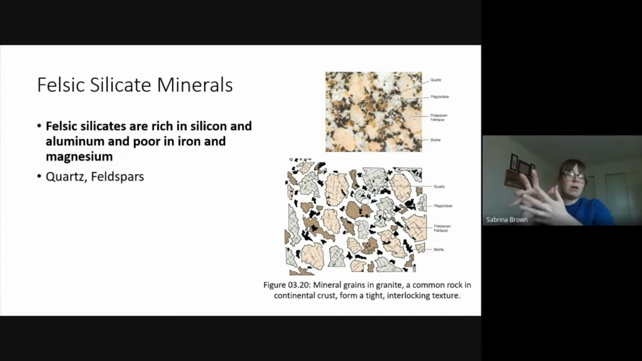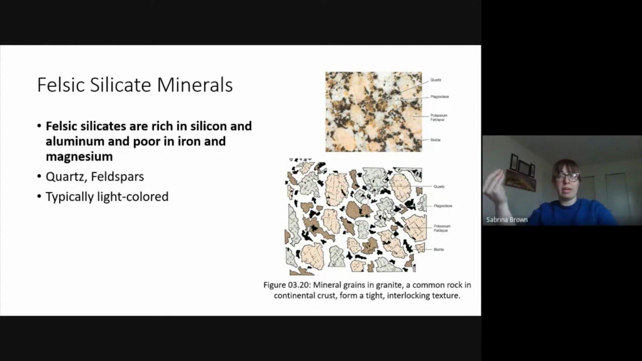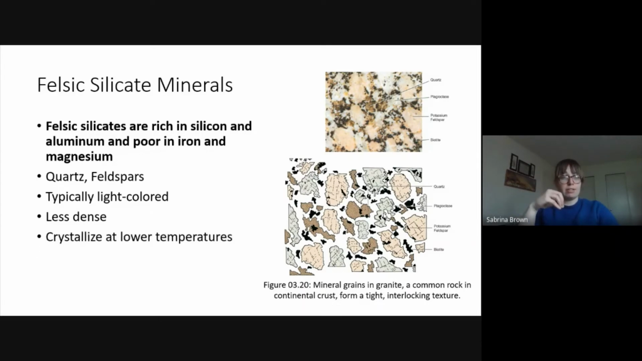Some examples of minerals, which we will have looked at in the lab this week, are quartz and feldspars. So remember back to what quartz and feldspar looked like. Felsic minerals are typically lighter colored. These are usually our white, clear, pink, bluish minerals because they're higher in silica and aluminum, which are lighter in color. Typically, they're less dense and they crystallize at lower temperatures.